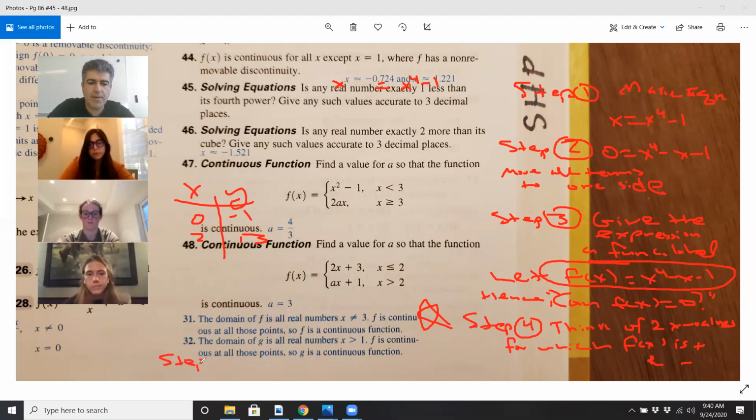So now is the final step, step 5. That's kind of the big one. You put it all together. And here's how you want to say it. Or you could say it this way. Since f of x is continuous, and you could probably say all polynomials are continuous because it is a polynomial function, right?